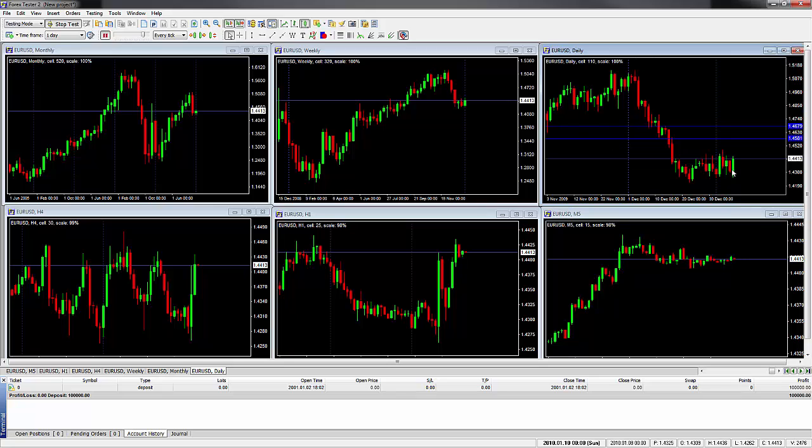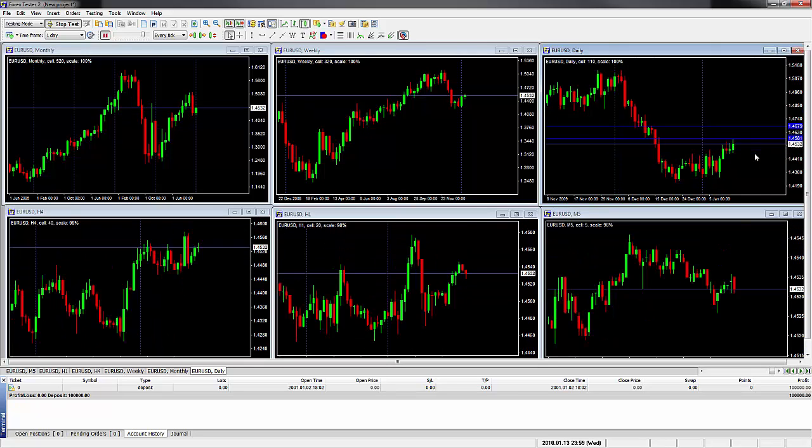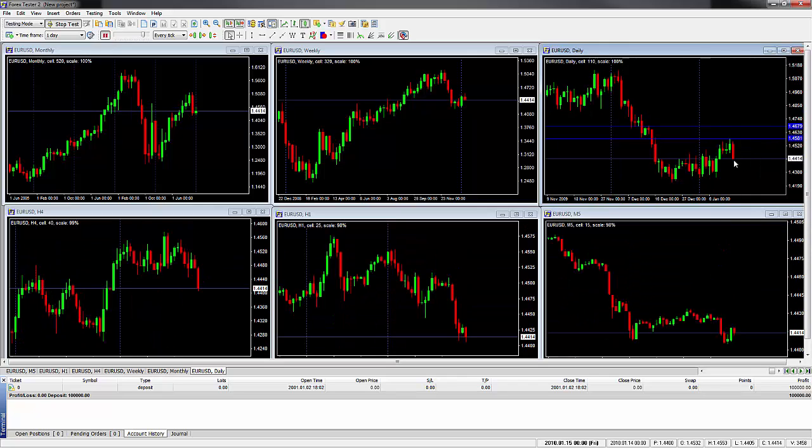Here we have the euro dollar, and we're looking at a daily chart. I've marked out an area of supply where I expect prices to drop after coming into this zone. So let's see what happens. Price rises up here into the supply zone and turns to the downside. What I'd like to do now is to take a trade and take advantage of the potential move down.